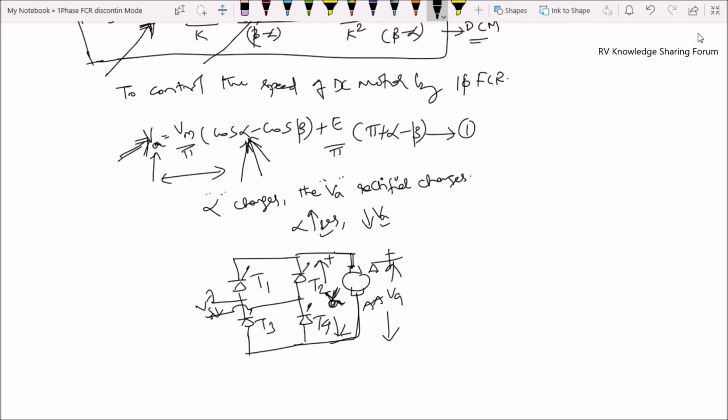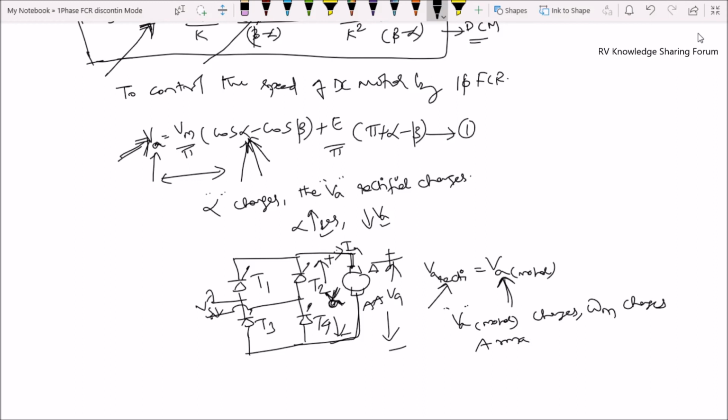So our average output voltage of the rectifier, or the power from the rectifier, is applied to the armature of the motor. That means VA of the motor. So what is happening is, when the average output voltage of the rectifier changes, the armature voltage of the motor also changes. When the armature voltage of the motor changes, the speed also changes. That means we are using here the armature voltage control method.